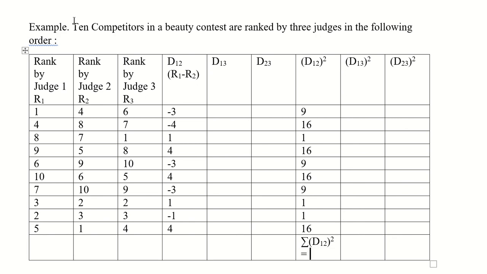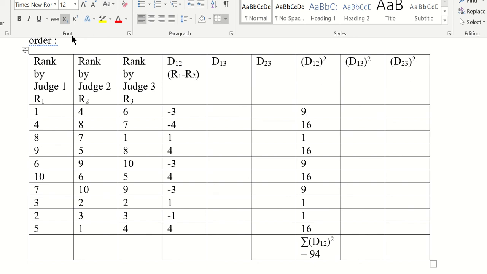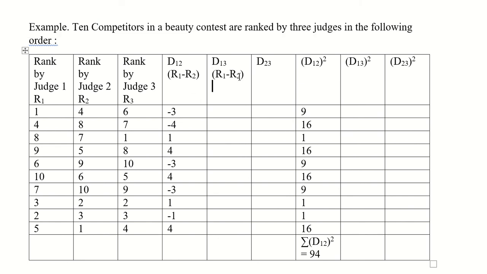So its summation is 94. Now similarly, I will calculate D13. So for D13, R1 minus R3. This is what I need. R1 minus R3. So R1 basically these values minus these values, R3.